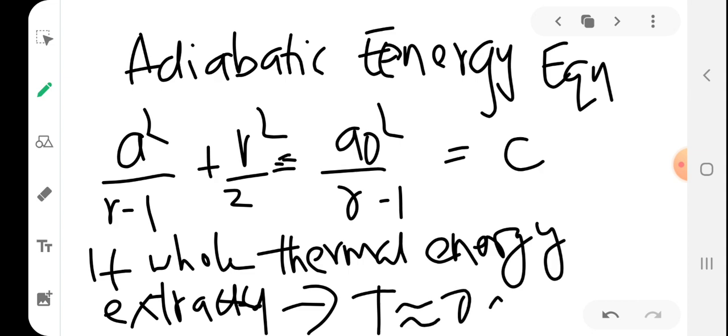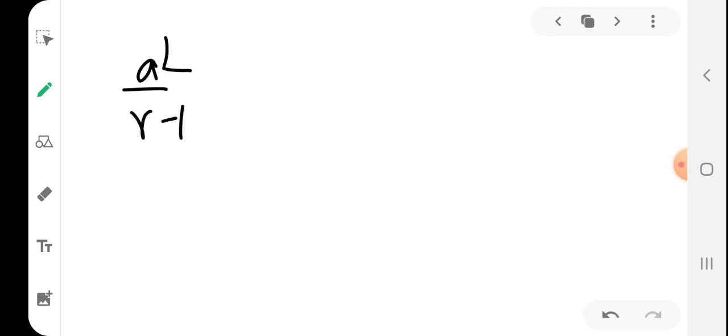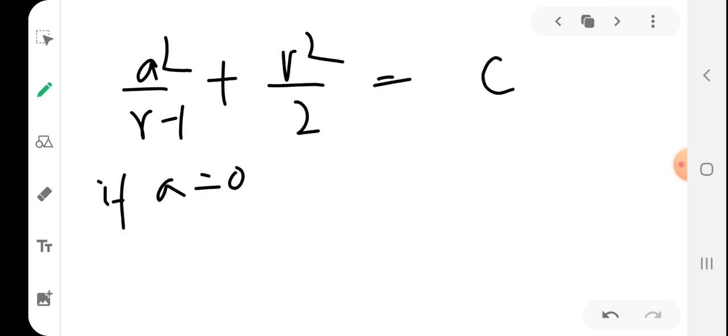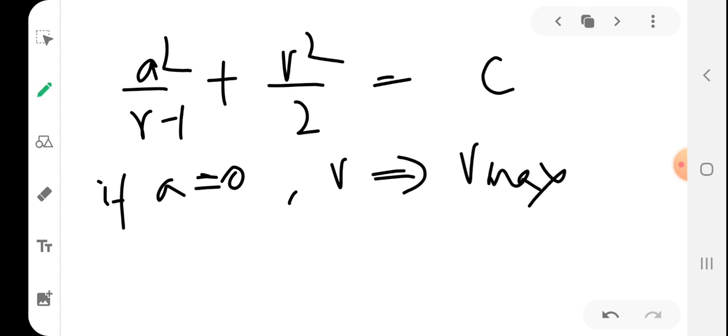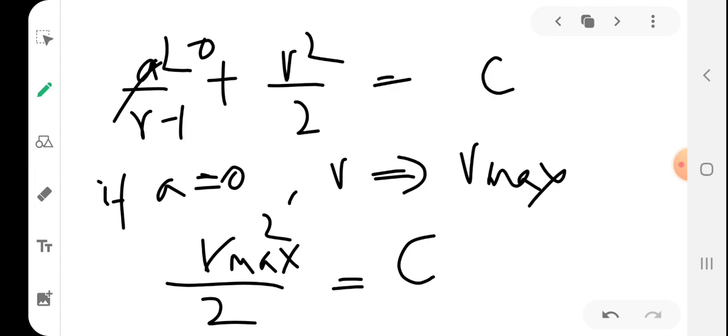If temperature is equal to 0, it gives a equal to 0, because a is nothing but root of gamma RT. So if T becomes 0, a will also become 0, right? If a becomes 0, what will happen? A square by gamma minus 1 plus v square by 2 equals some constant, right? So if a equals 0, v will become maximum. V will become Vmax, the maximum velocity possible. So the constant will be equal to Vmax square by 2.